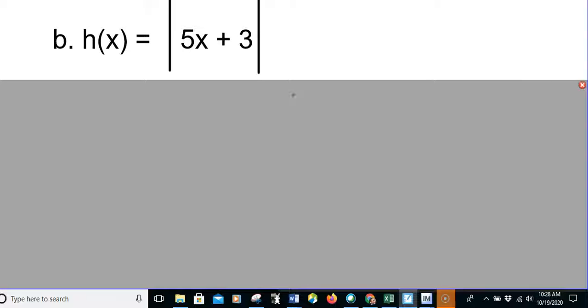All right, so here's B. With B here, we have the absolute value of 5x plus 3. And so we're going to again deal with the outside portion and inside portion and determine what f of x is, what g of x is. And then we're going to talk about it and then move on to the last one. All right, so let's go.